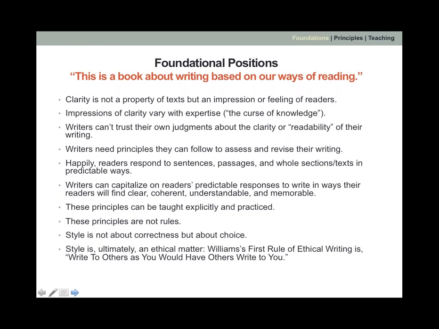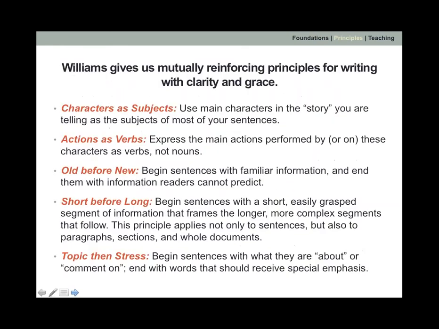So let's move into his principles, the principles he outlines in his book. This is my distillation. The book does not articulate the principles in precisely this form, but I think it's a fair summary of a book that runs 250 pages or so. So the first principle is that sentences tell stories, and we want the subjects of our sentences to be the characters in the stories that we are telling.